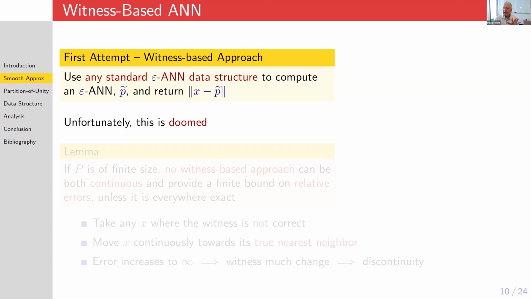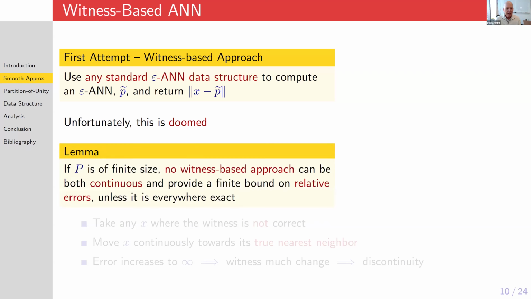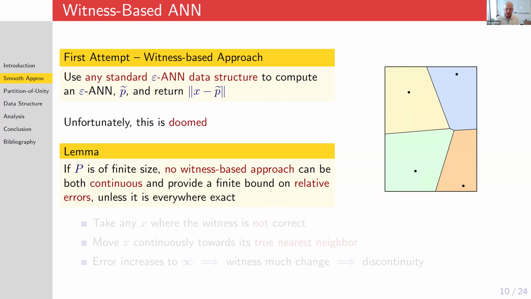The claim is that any approach that is based upon computing the actual distance to a single point is going to be doomed. And this was a lemma that Ahmed and I proved, that basically if you're dealing with a point set of finite size, a discrete set of points, no witness-based approach can be both continuous and guarantee relative errors unless it is an exact algorithm. So in other words, it really can't be an approximation algorithm. And here's the reason why.